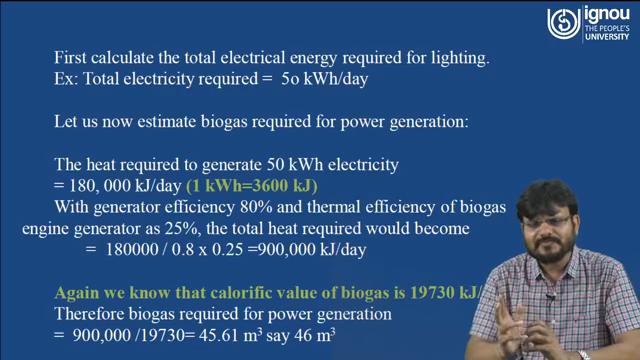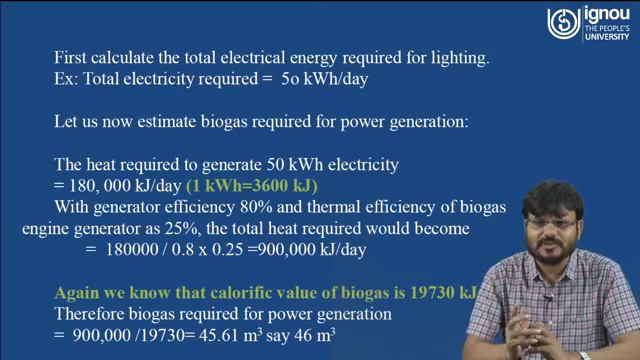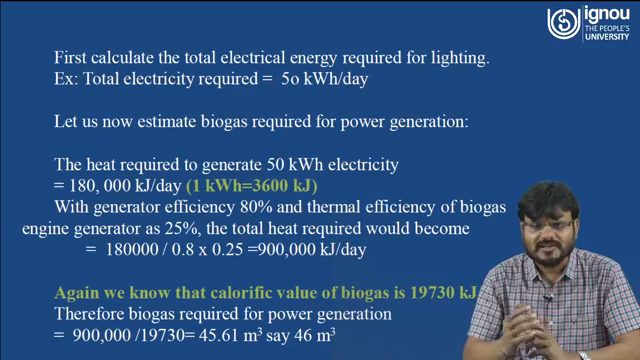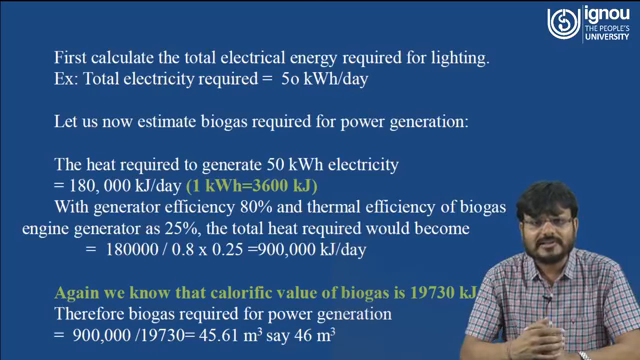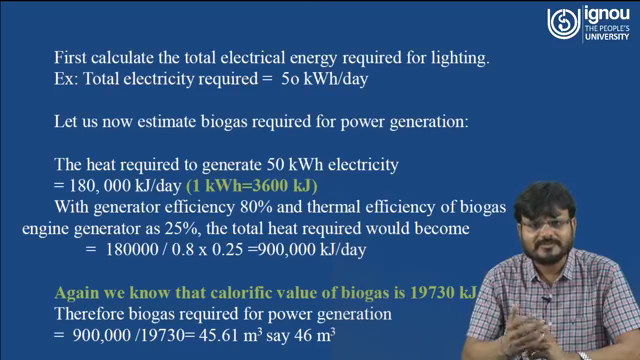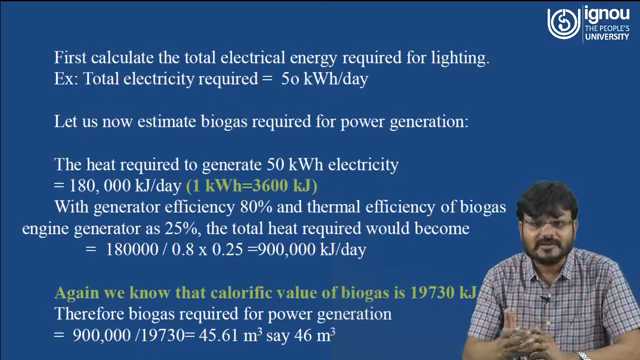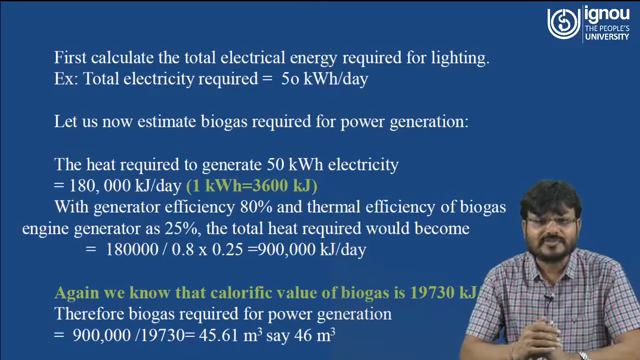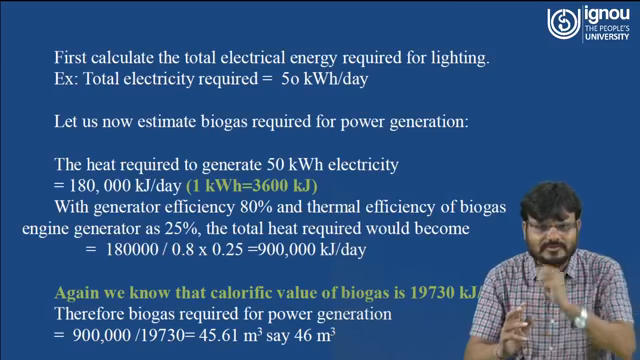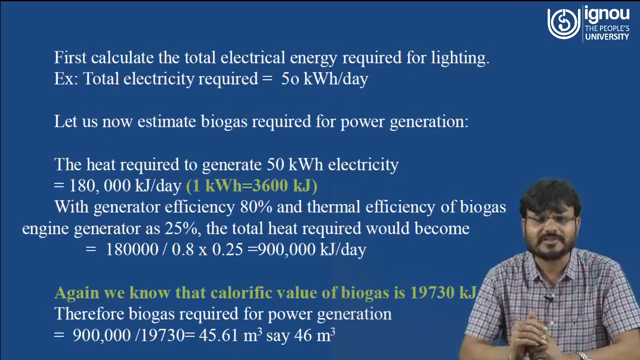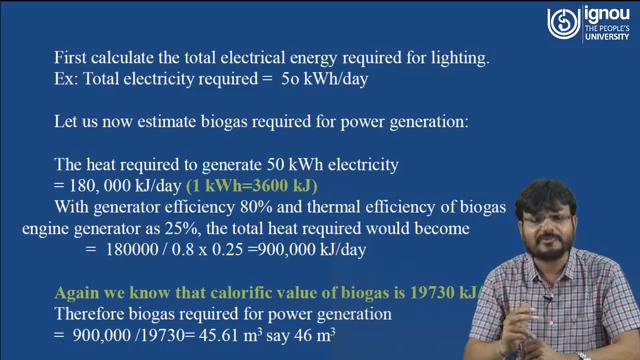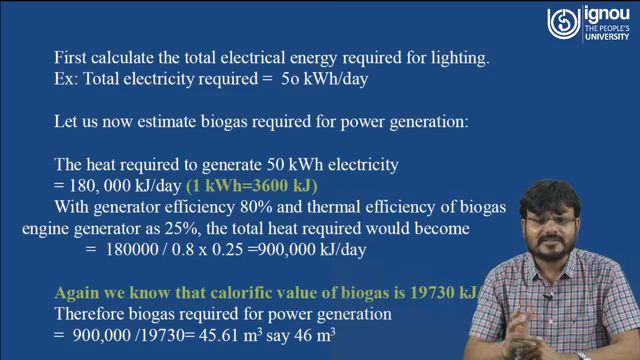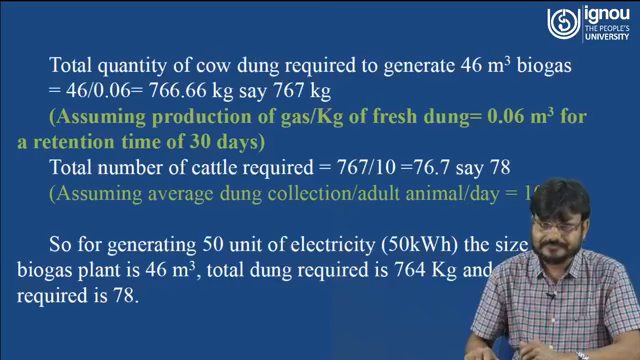That means if the size of the biogas plant is 1 cubic meter, it will generate 19,730 kilojoule. Now you have to generate how much kilojoule? 900,000 kilojoule per day. That means you divide 900,000 by 19,730, so it is nearly 45.6 cubic meter. So it can be rounded off to 46 cubic meter. That means if you want to generate 50 units of electrical energy per day, you need to design this biogas plant of 46 cubic meter.